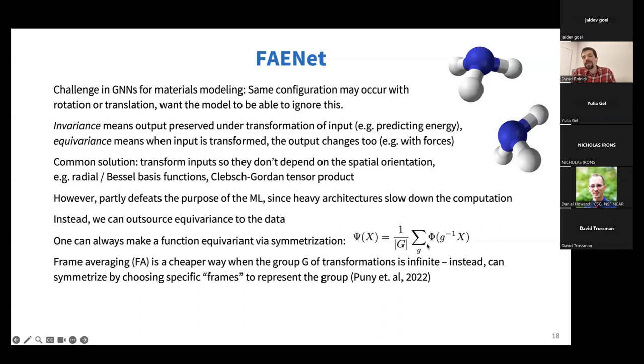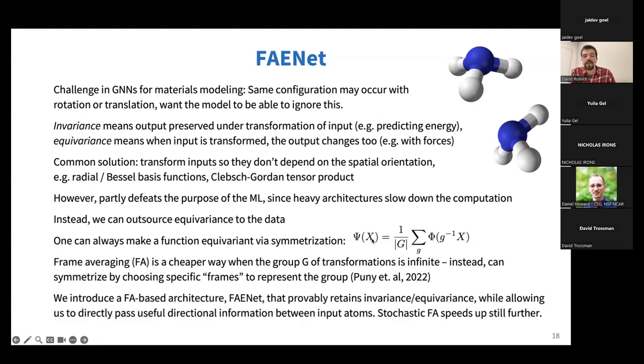And frame averaging is a way to do this more cheaply when the group of transformations is infinite. So if you could rotate by any infinite number of different amounts, for example, instead you can symmetrize by using specific frames to represent the group and just averaging over those. And so we introduce a frame averaging based neural network architecture that provably retains invariance or equivariance while being sufficiently computationally lightweight that you can actually do useful things with it.